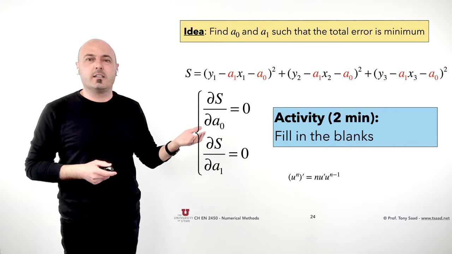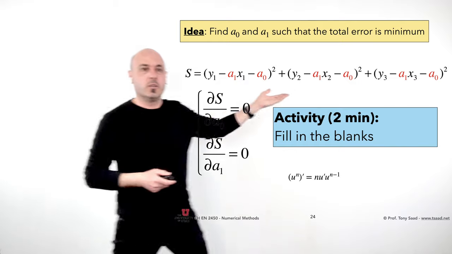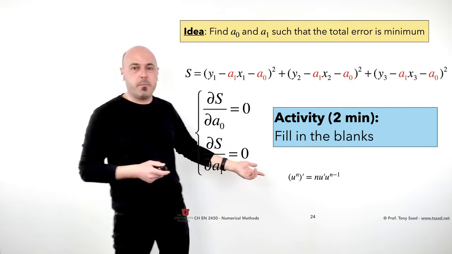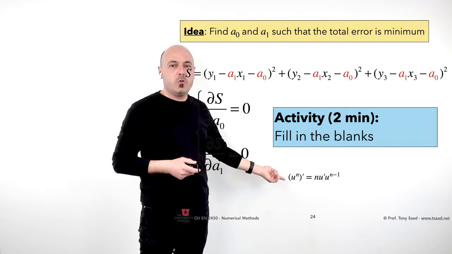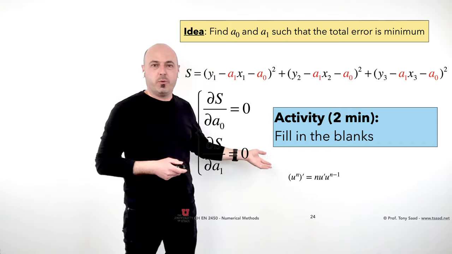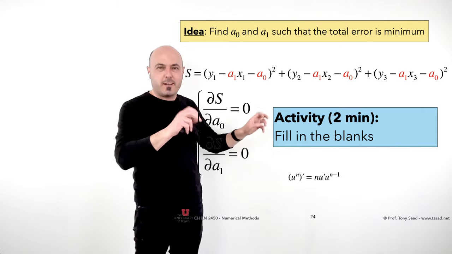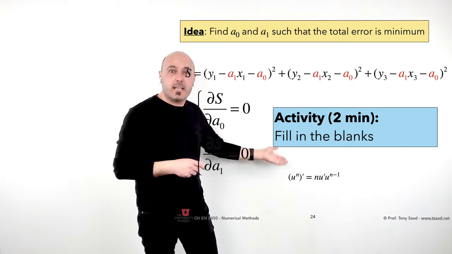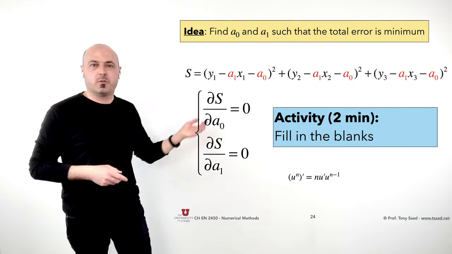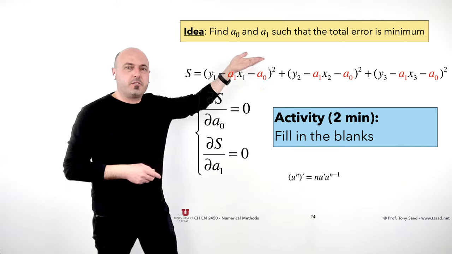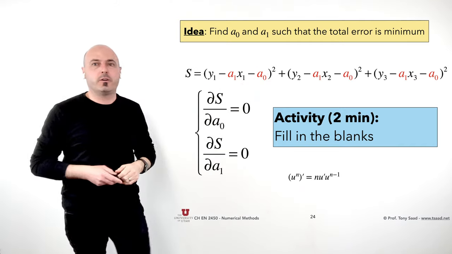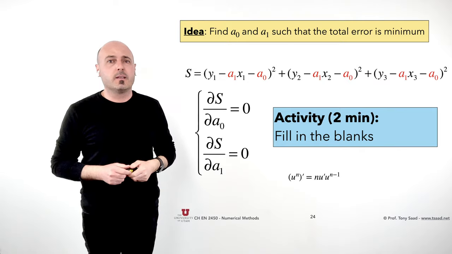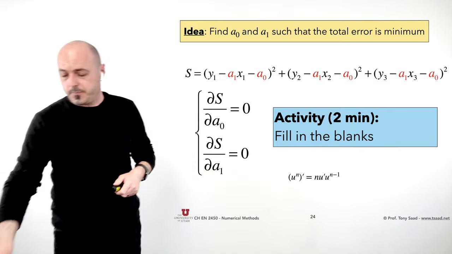I want you to take the derivative of S, which is over here, with respect to A0 and A1. Remember, I remind you that if you're differentiating with respect to an unknown, an x, a function of x, u^n prime is n u prime u^(n-1). So that gives you an idea of differentiation under the square. So go ahead. I'll see you on Zoom. Go ahead and work on this a little bit, and let's see what we get.